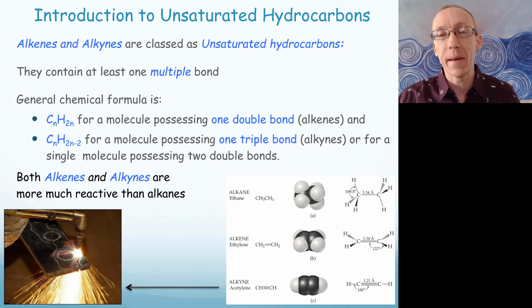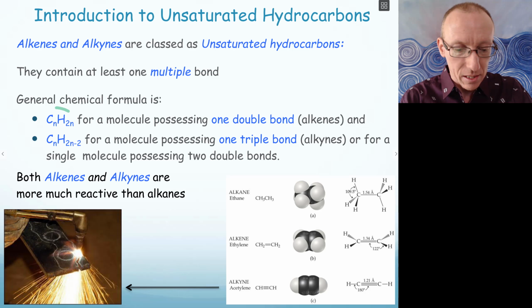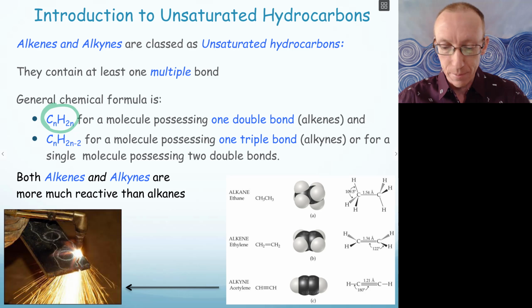Now every time we go from an alkane and introduce a double bond rather than just single bonds, we're removing two hydrogens to form that double bond. And so, whereas the formula for alkanes is CnH2n+2, for alkenes it's going to be CnH2n. So this is the general chemical formula for alkenes with one double bond.